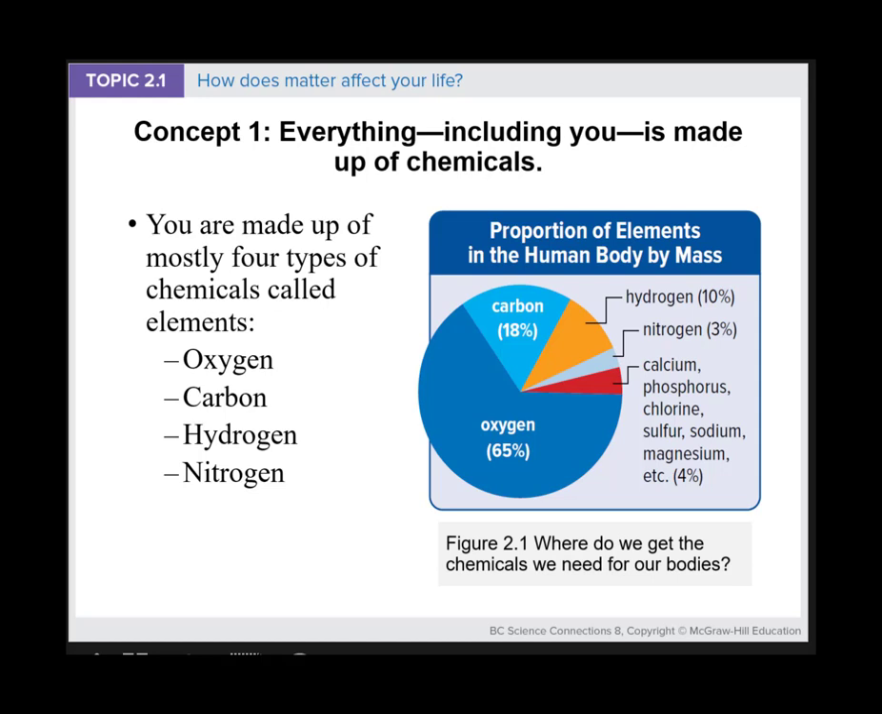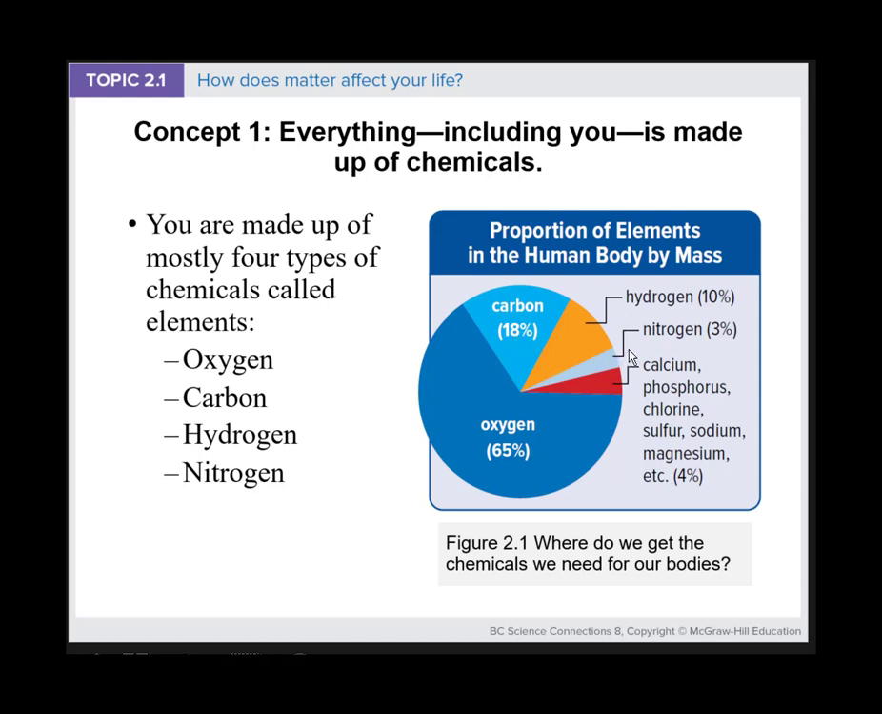Everything, including you, is made up of chemicals. So you're made up mostly of 4 chemical types: oxygen, carbon, hydrogen, and nitrogen. And so here is a pie chart that tells you that you're mostly made up of oxygen. It looks like 65%, carbon 18%. And if you think about carbon, some of the things that you have played with possibly is if you own a barbecue, if you own a pencil, the black stuff inside the pencil, that's carbon. So you're actually made up of the same stuff.